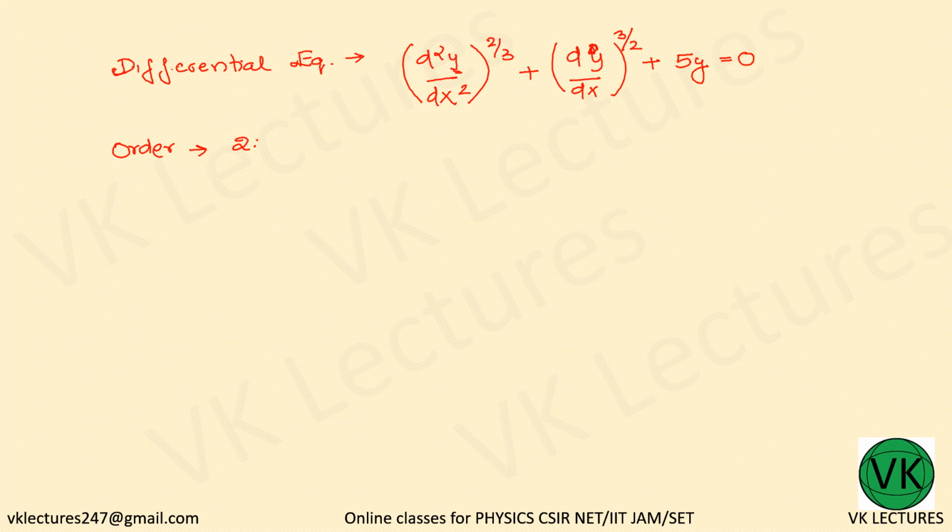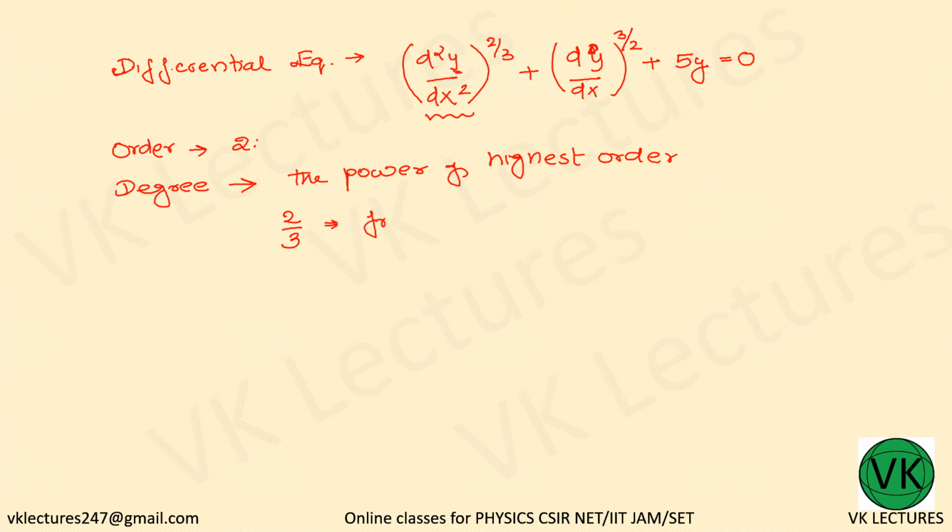Now once you have the order, you need to find the degree of this differential equation. Degree is the power of the highest order derivative. We understood that the order of this differential equation is 2, and now look at the power of this differentiation, that is 2 by 3. Degree cannot be in a fraction, so it's not possible.